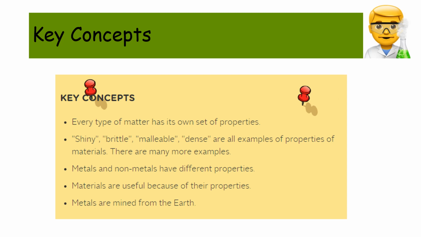Here are a few key concepts. Every type of matter has its own set of properties. Shiny, brittle, malleable, dense are all examples of properties of materials. There are many more examples. Metals and non-metals have different properties. Materials are useful because of their properties. Metals are mined from the earth.